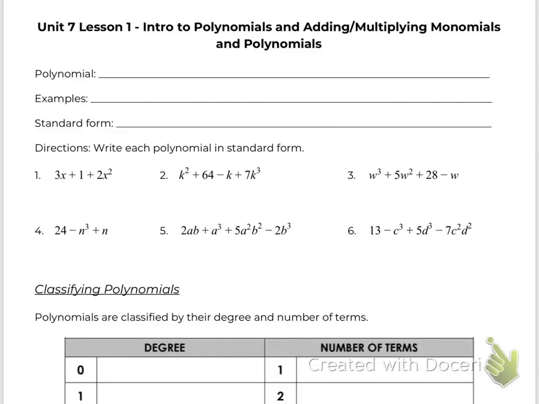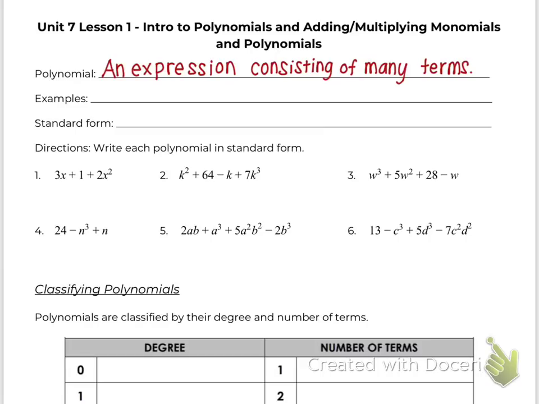Our first lesson of Unit 7 is Intro to Polynomials and adding, multiplying monomials and polynomials. So first let's define some things. A polynomial is an expression consisting of many terms.